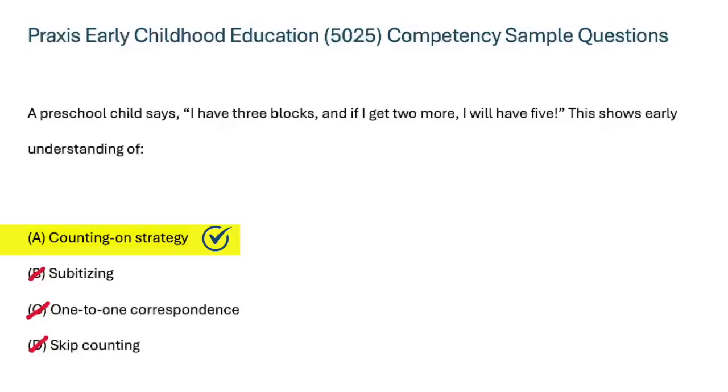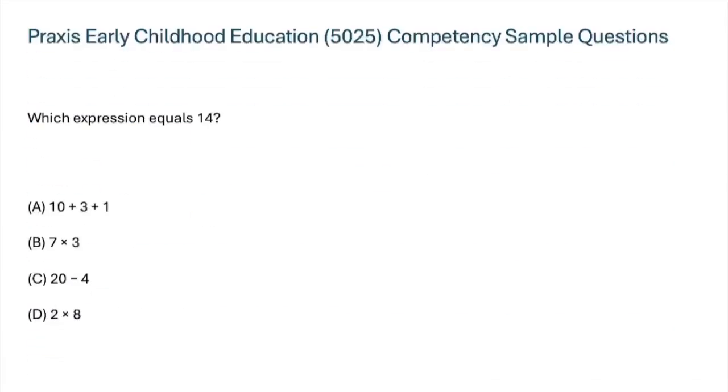The correct answer is option A, counting on strategy. The child demonstrates counting on by starting from an existing quantity and adding more. This strategy shows an advanced understanding of addition beyond rote counting.